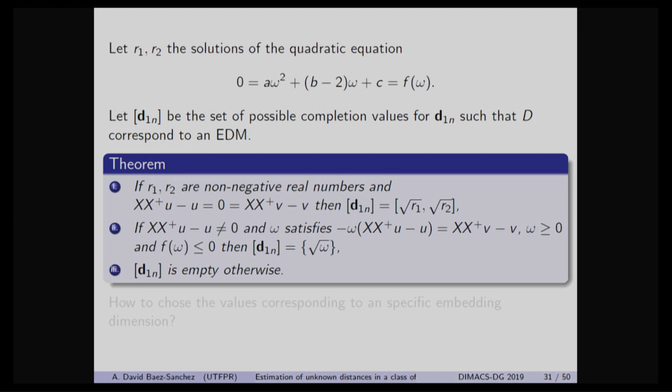Okay, so now we have solved the problem of how to complete the matrix when there is one missing entry. But remember that we are looking for a specific dimension. We want to do that in three dimensions. So how do we choose between these values, which one corresponds to a specific dimension? That is what we would like to do.